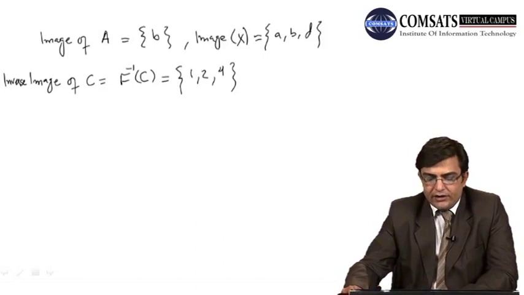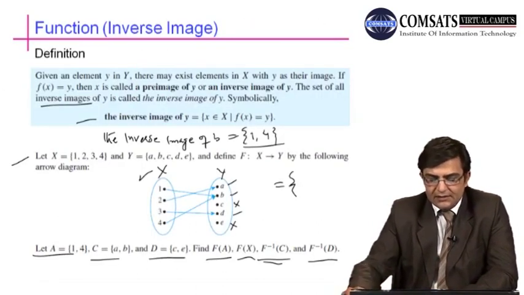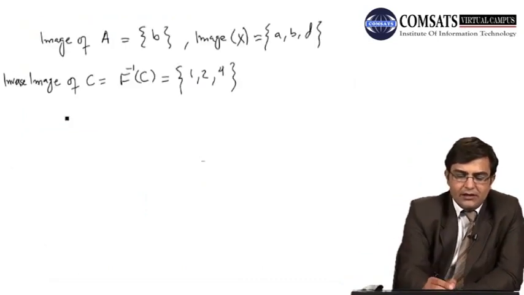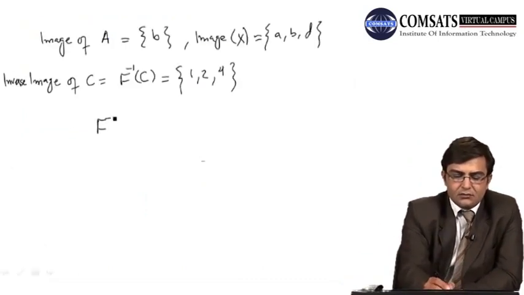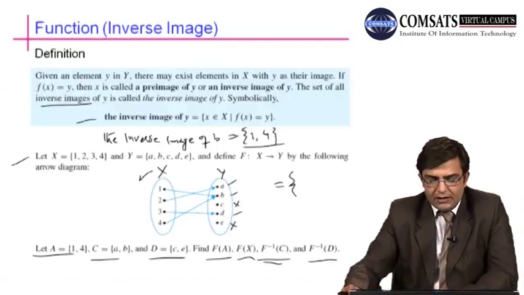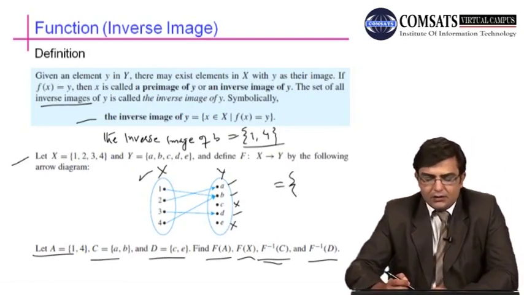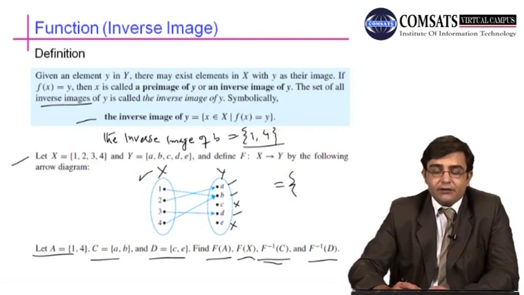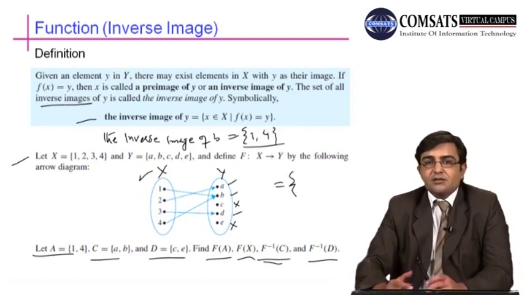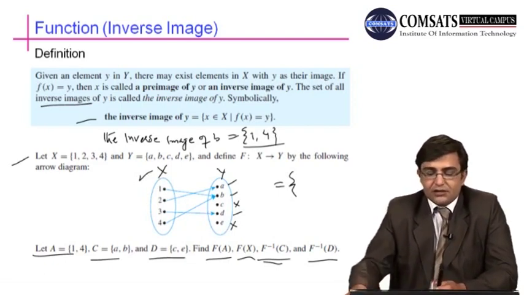Similarly, we can write the inverse image of D. D is what? C, E. F inverse of D, this is what? D is basically C, E, but C and E are not related to any element of X, means they are not images of any element of X, therefore they don't have pre-image or they don't have inverse image.